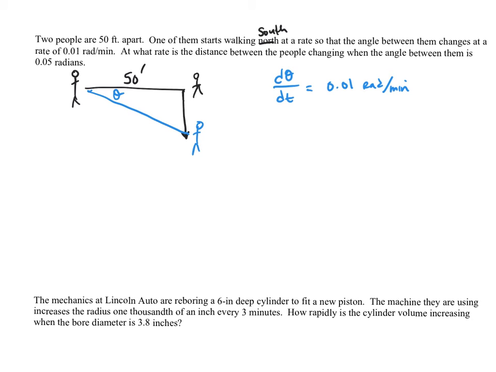And so the question is, at what rate is the distance between them changing when the angle between them is 0.05 radians? So the distance between them, we'll call it z. And so the question is, we want to know how fast is z changing? How fast is dz/dt changing? And obviously, as you walk further away, you're going to get further and further away from this person. And we want to know how fast is it changing when the angle between them is 0.05 radians.